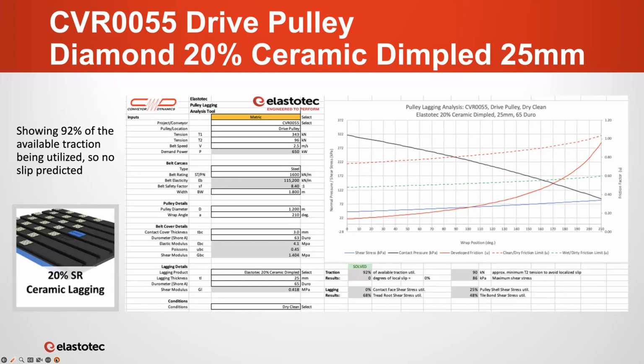So this is the first of the laggings that we've looked at where we have neither localized slip nor any sort of fatigue problems. Interestingly, if you just look at these numbers here, the T2 tension to avoid localized slip is 90 kilonewtons, and the maximum shear stress is 86 kilopascals. When we get to the end and we do the summary, you'll see why that one's significant.